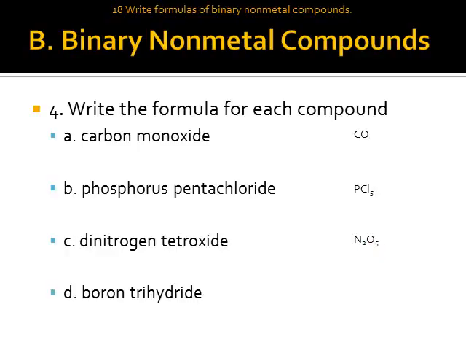Alright, and then we have boron trihydride. So again, there's no prefix in front of the boron, so that means there's one boron atom. And then the prefix tri means 3, so 3 hydrogen atoms. So the formula here is BH3.